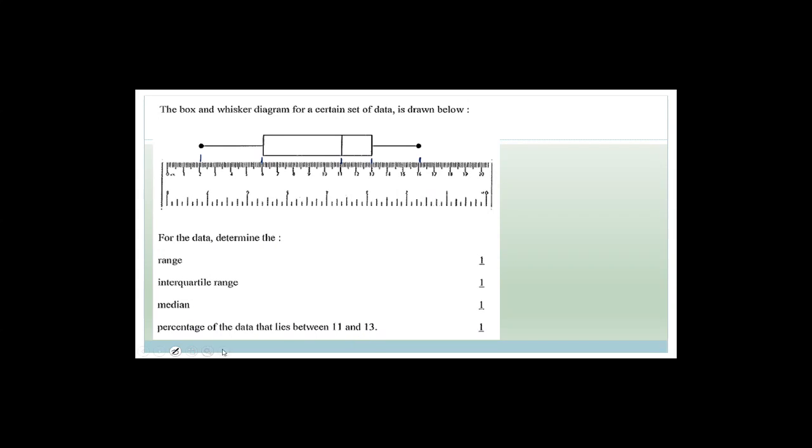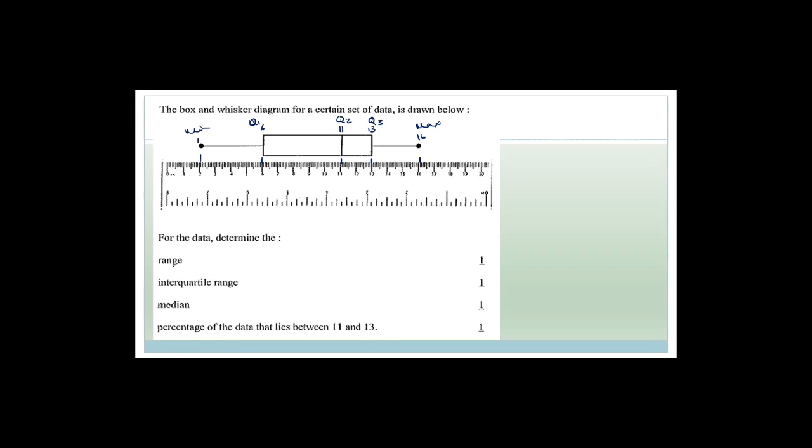Okay, so it says, for the data, determine the range, the interquartile range, the median, and the percentage of the data that lies between 11 and 13. Okay, so do you agree this is 1, this here is 6, that is 11, this is 13, and this is 16. This is the minimum value, that's the maximum value. This is low, this is Q1, this is Q2, and this is Q3.